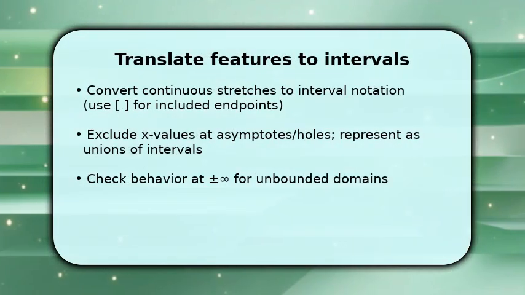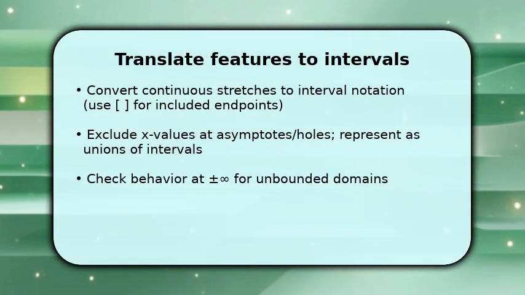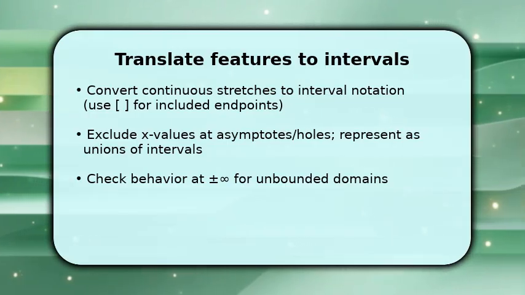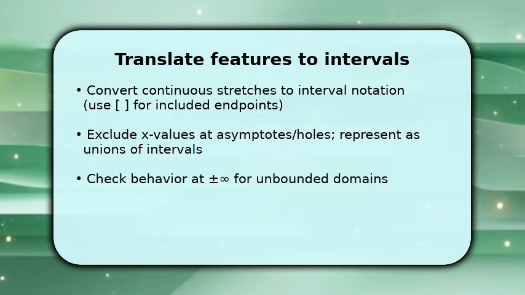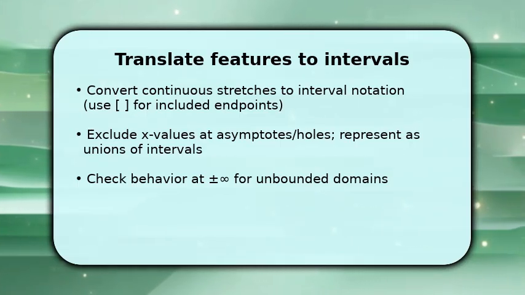Now translate visual features into interval notation. When the graph exists across a stretch, record that as an interval. Include endpoints if filled dots are present. Once done, remove any X values corresponding to asymptotes or holes by breaking intervals into unions.